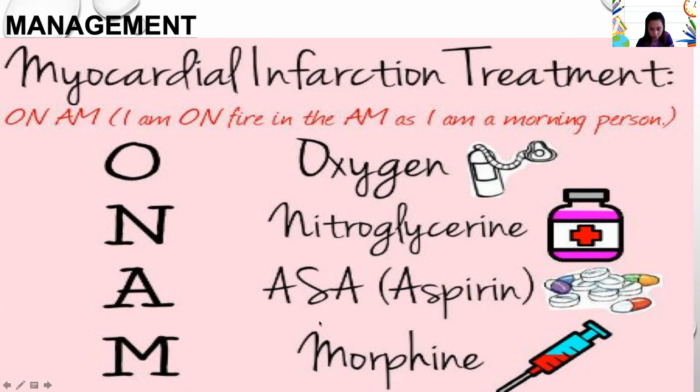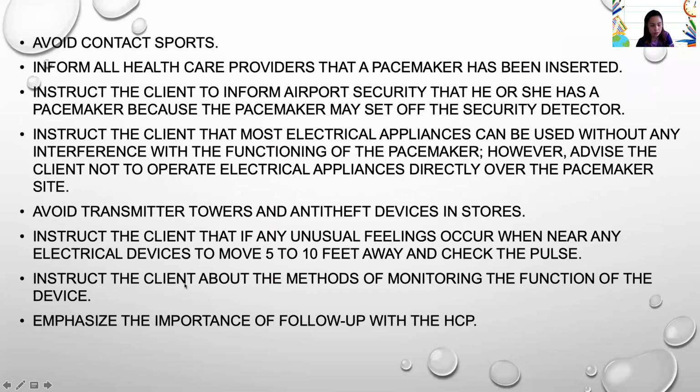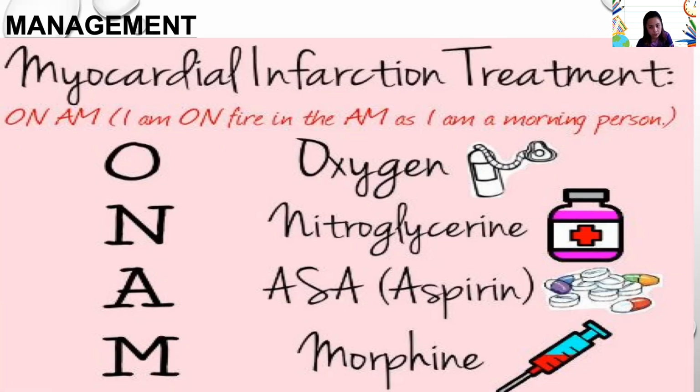So M is morphine. Morphine is for chest pain or for pain. O is for oxygen kasi nga kulang ang oxygen ang heart mo, so kailangan mo siyang bigyan ng oxygen for support. And for nitroglycerin, nitroglycerin is a vasodilator. Ibig sabihin, kung ganito lang kaliit yung daanan ng blood mo, okay, so pinapalaki ng nitroglycerin yan. So, yun yung effect ng nitroglycerin. And aspirin, yun yung tinutunaw yung mga bara-bara sa puso. So, that is MONA.